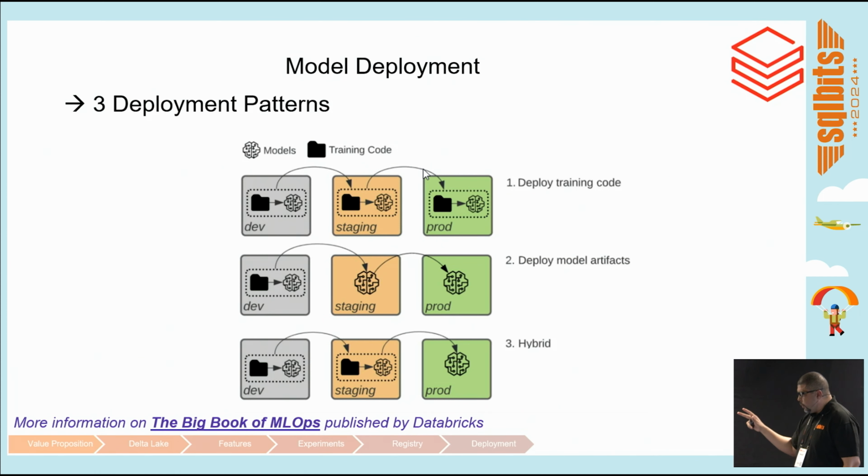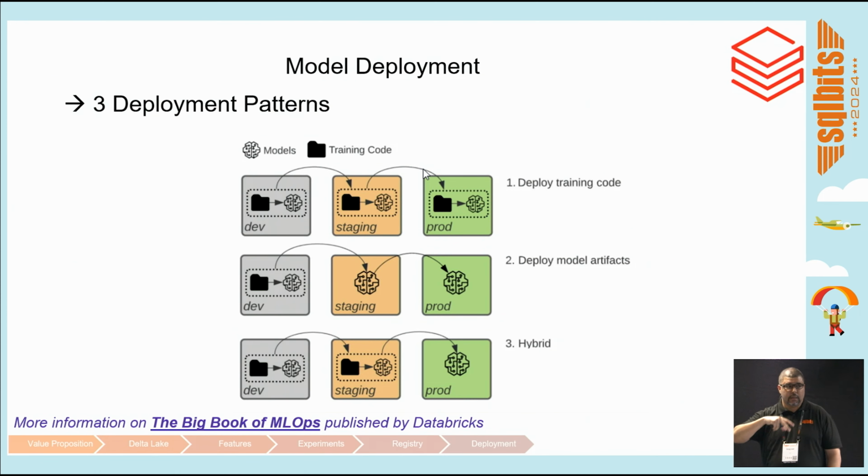But those 3 patterns revolve around the 2 artifacts, right? Models or code. The first pattern is I just deploy the training code, the notebooks, right? As I go from dev to staging, I test my code in dev, generate the model, train, deploy my code to staging. I do the same thing, train the model, deploy the code to production, retrain the model in production, and the consumers can call that model or can call that API. Now, the second pattern is around deploying only the model, right?